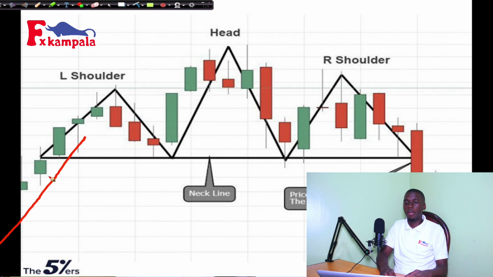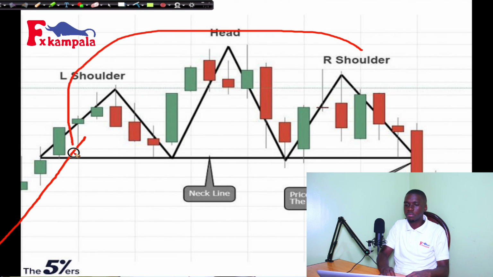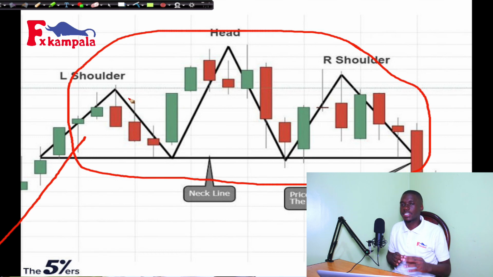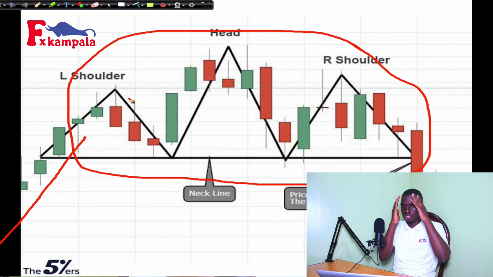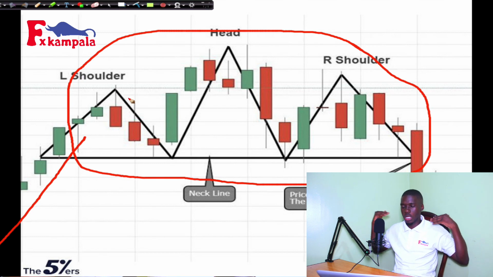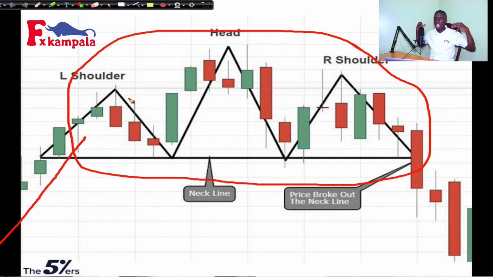Now if you're having a prior trend and you have such a formation, the reason they call it a head and shoulder is because it's named after the human structure. If you look at it, the middle peak is referred to as the head, and the two shorter peaks on the left and right are referred to as the shoulders. This is a head and shoulder.